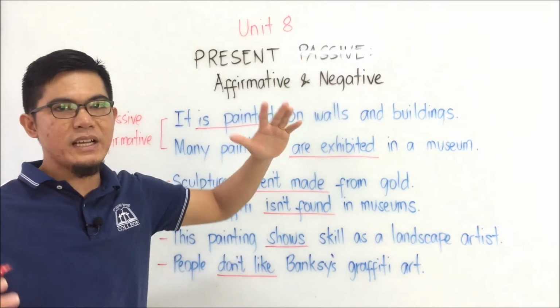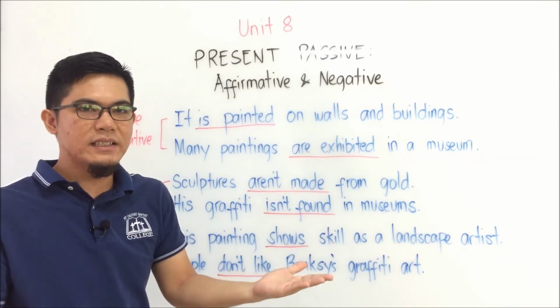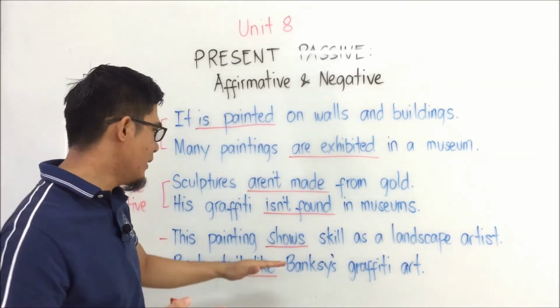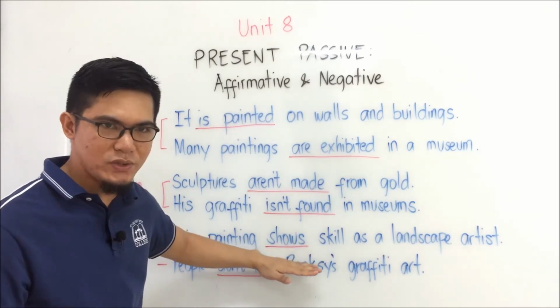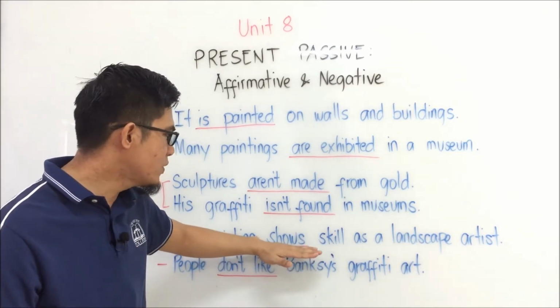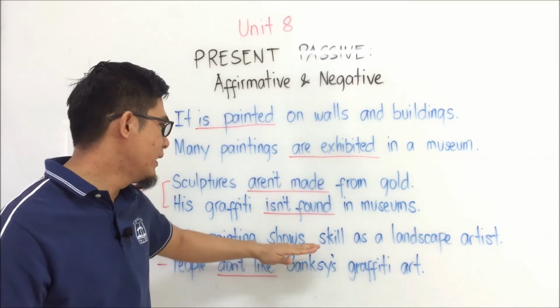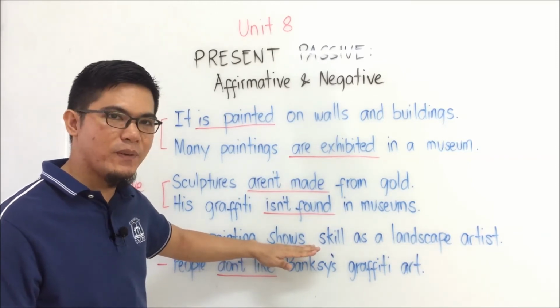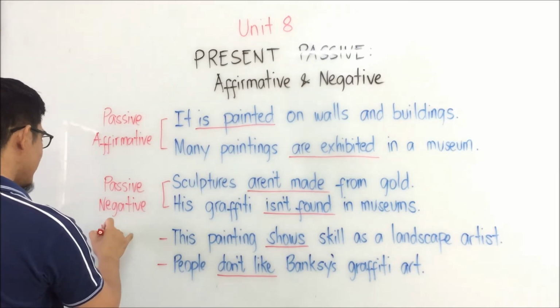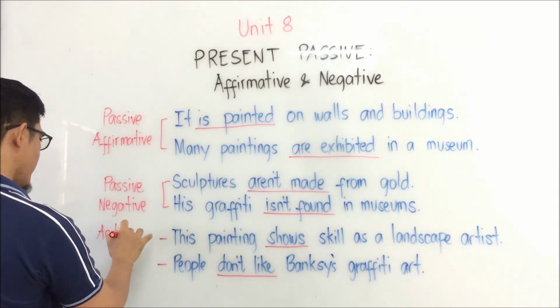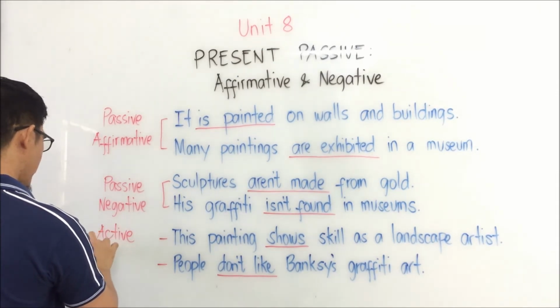In order for us to understand well, I'll give you an example of this. What is this? This painting shows. Shows. No is, no are. And then it's present simple. This is an example of active affirmative.